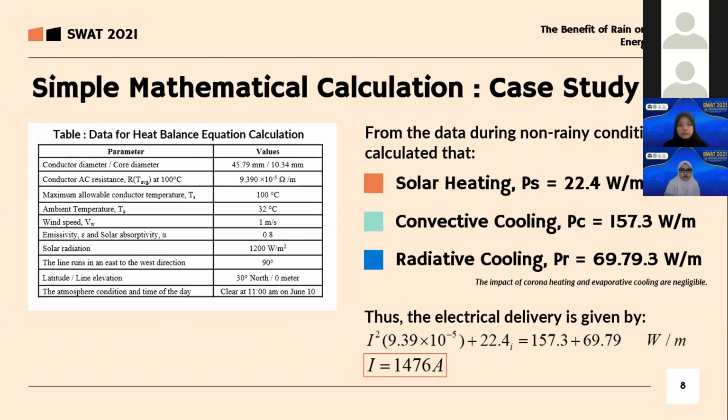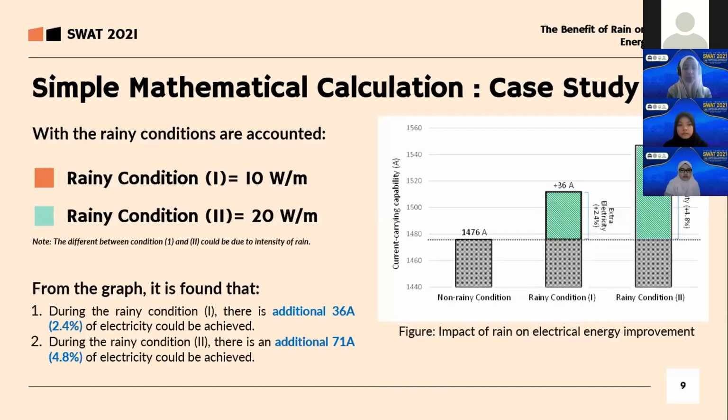In a case study, on the left side, data collection was done during a non-rainy condition. The data collected shows the solar heat Ps equal to 22.4 watt, the convective cooling Pc equal to 157.3 watt, and the radiative cooling Pr equal to 69.73 watt. The impact of corona heating and evaporative cooling are negligible. As a result of the case study, the electrical delivery current I is equal to 1476 ampere.